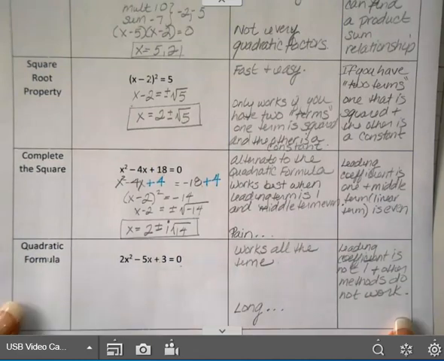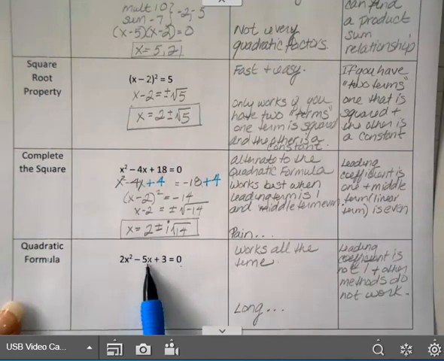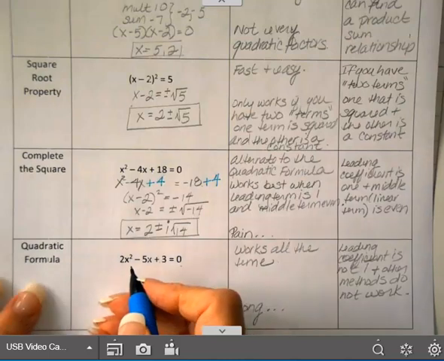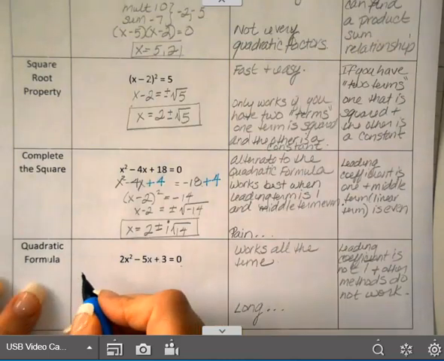So if it doesn't factor, or if you don't have a squared term and a constant, so in this case I have that middle term, so I'm out of luck for the square root property. Complete the square, I have a leading coefficient that's not 1, and this middle term was not even, so complete the square is not a good choice. This one actually does factor. You can find something that multiplies to 6 and adds to -5. So I would probably split the middle on this one, but I'm going to go ahead and use quadratic formula so we get practice on a quadratic formula.